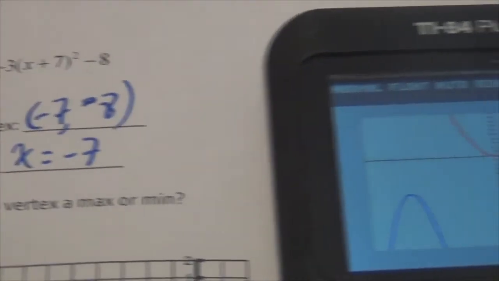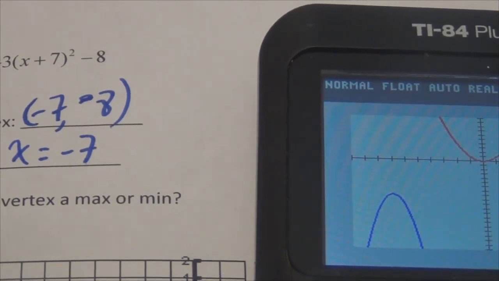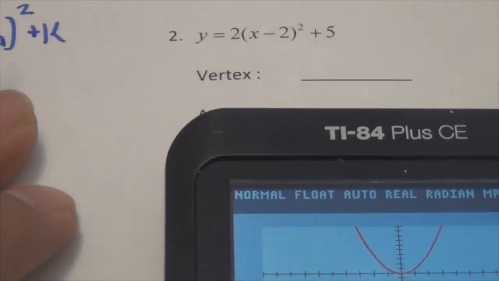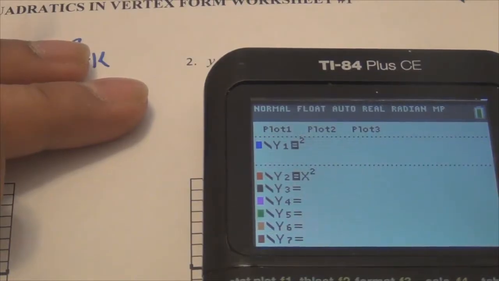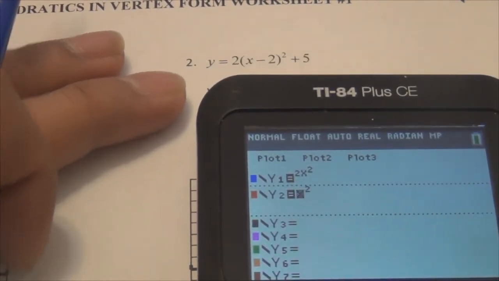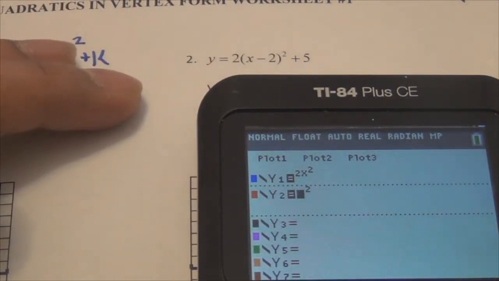Let's take a look at another one. I don't want to be sketching them if I can use the calculator. We already know how to plot points. I'm going to have the parent function right here and the other one right here. Anyway, what is your prediction about this graph?